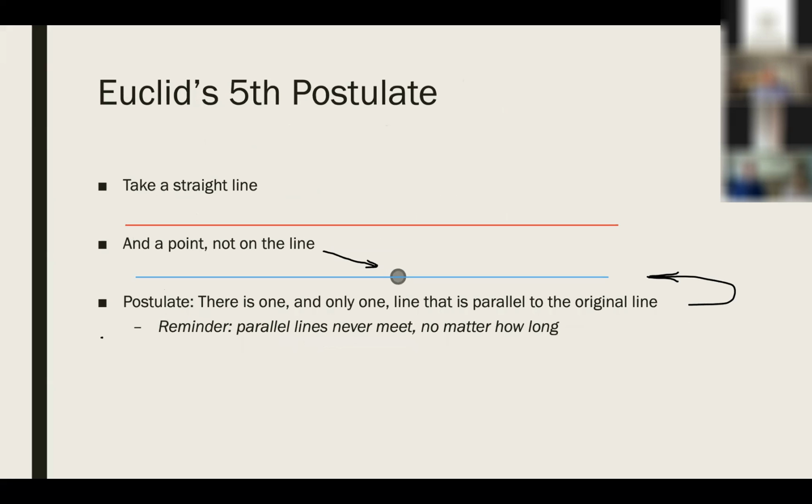So this is in detail what the fifth postulate said. You take a straight line, this red one, and take another point that's not on the line. And his assumption is that there is one and only one line that's parallel to the original line. And in case you've forgotten, the definition of a parallel line is we could extend both lines as far as we want in either direction, and they will never meet or even get closer together. They'll stay the same distance apart.